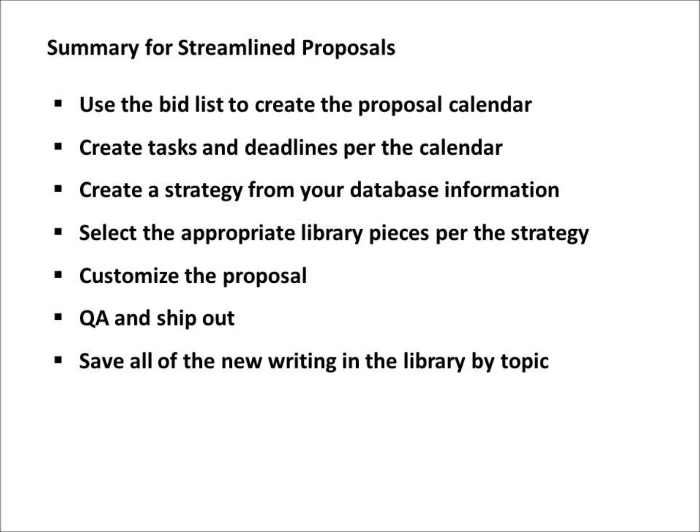In summary, to streamline your proposals with this system, use the bid list to create the proposal calendar. Create tasks and deadlines per the calendar. Create a strategy from your database information. Select the appropriate library pieces per the strategy. Customize your proposal. QA it and ship it out. Save all the new writing in the library by topic and begin the process again.